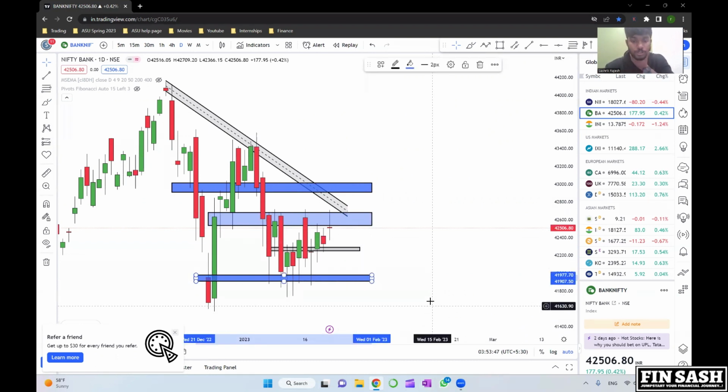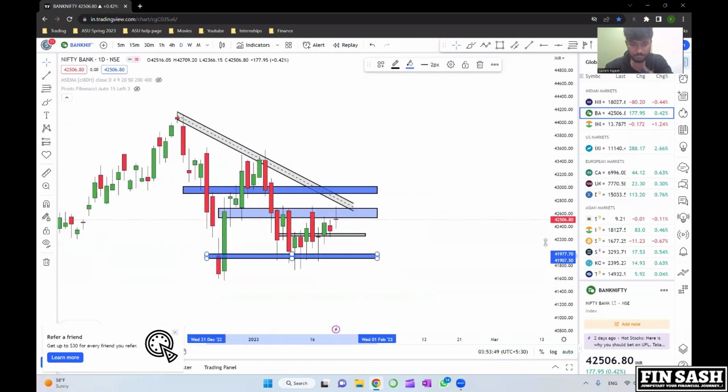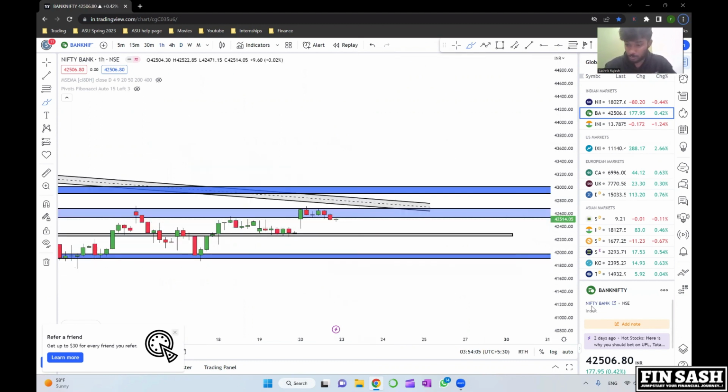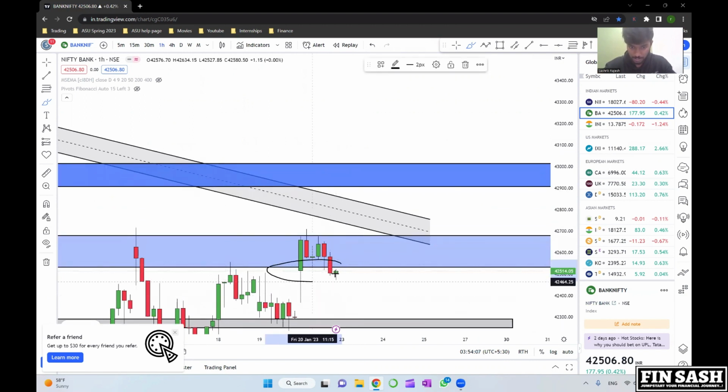Yeah. So that's the analysis for Bank Nifty. If it takes a reversal from this trend line or somewhere in this horizontal level, let's go to a lower time frame, which is already starting to do, right?